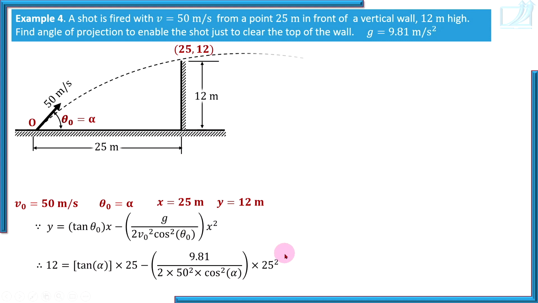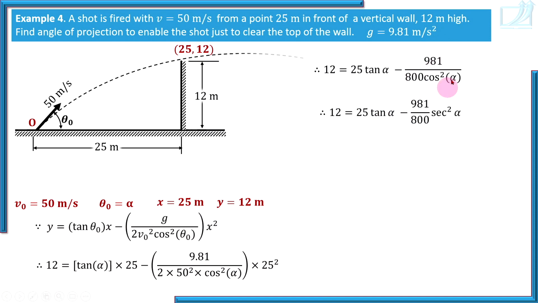Squared is involved here. If you simplify, you will realize that it is a quadratic equation, and then you can use quadratic equation mode. How do we proceed with the calculations? Try to understand. Just simple. It is 25 tan alpha. Calculate 9.81 into 25 squared divided by 2 divided by 50 squared. And this is how you get the equation. Then 1 by cos squared alpha is sec squared alpha. Sec squared alpha is 1 plus tan squared alpha.